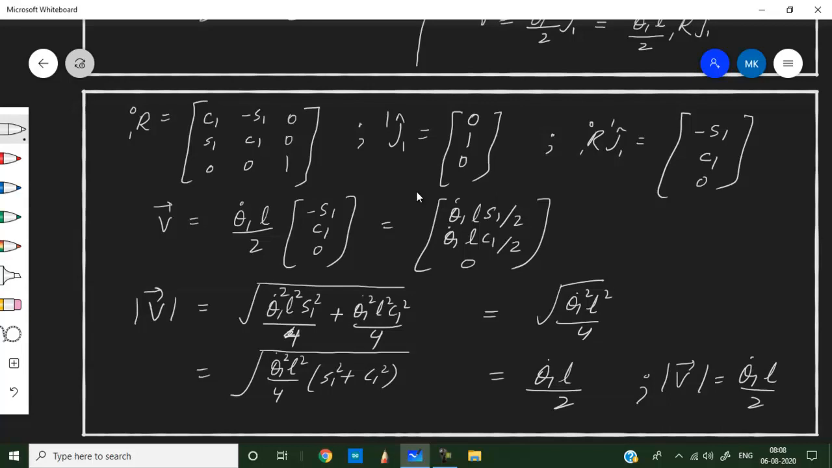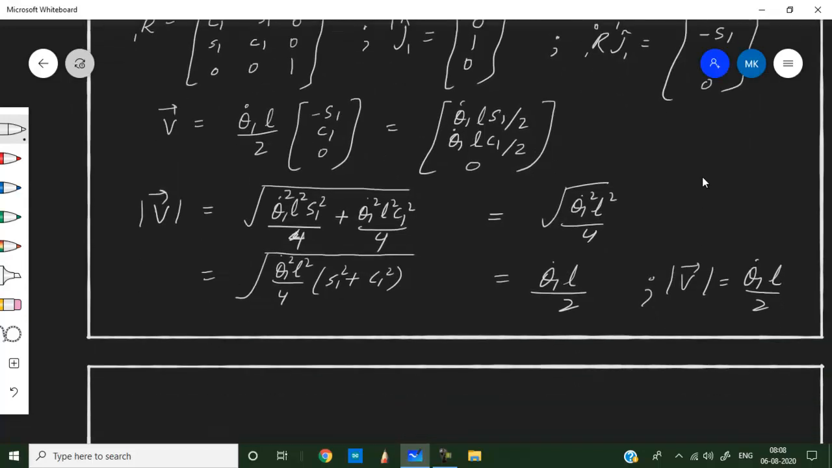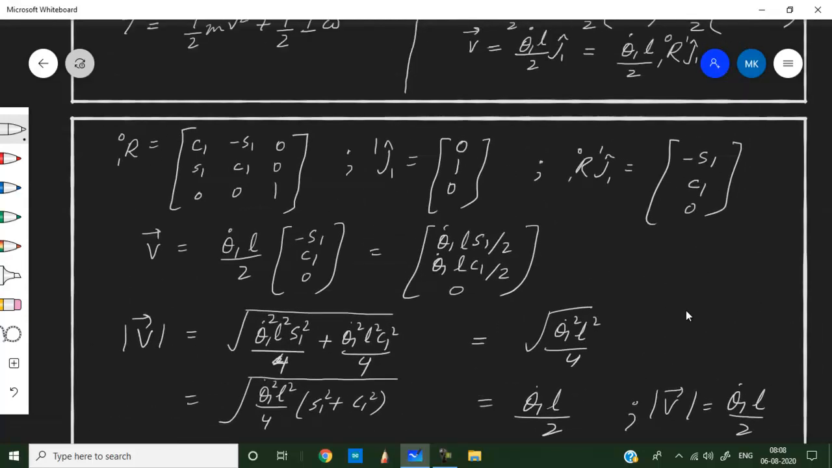This can be easily taken by intuition also, because the linear velocity in this case will be nothing but theta 1 dot L by 2, because that's the arm length and the angular velocity. So this can be directly taken, but this was just to demonstrate how it follows the basic principle of transforming between frames and how we can get it easily. So we should be clear about these concepts.